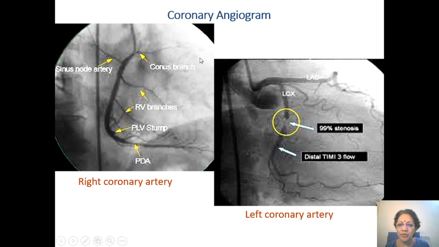But with a little practice, you'll see that this is the left circumflex artery and it's filled up nicely till here. Beyond this point, it doesn't seem to have filled much. So there's a 99% stenosis here, but there is some amount of filling happening in the other vessel, in the distal vessel, which may be explained by anastomosis from the other side.